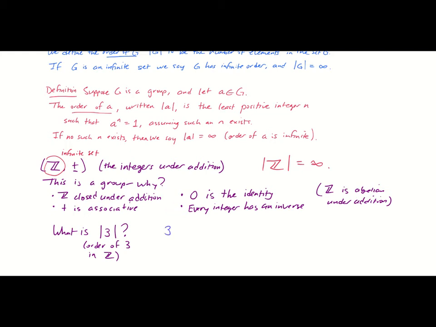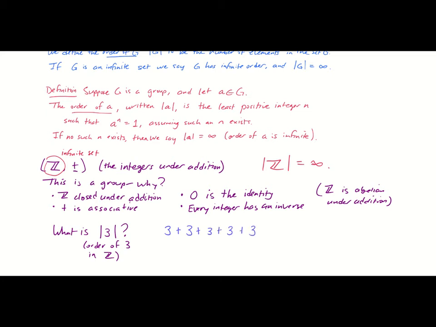Now, the thing to keep in mind here is that the group operation is addition, so I'm not going to be taking powers of 3 in the literal sense. I'm not taking 3 to the first, 3 to the second, 3 to the third, 3, 9, 27. I'm taking what we're sort of calling powers of 3 under the group operation.